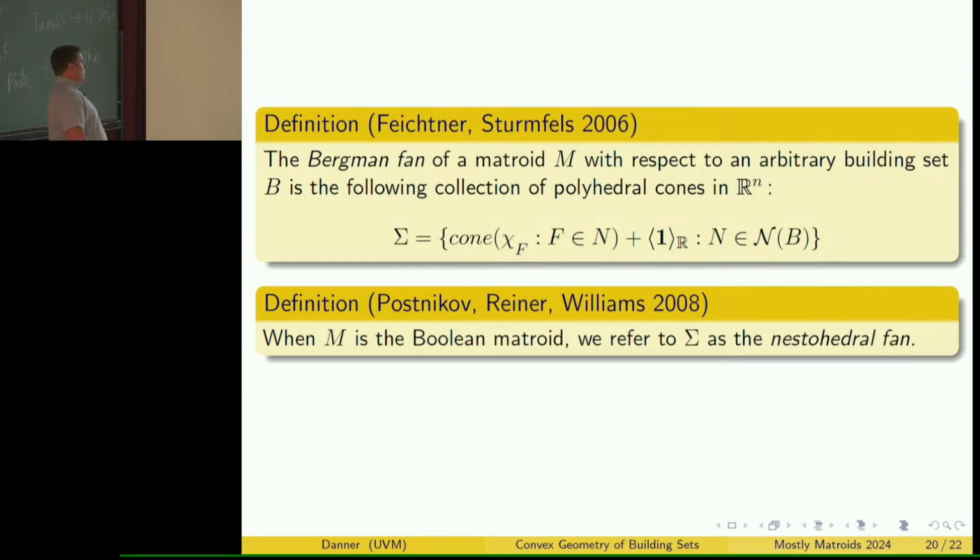All right. If you have the Boolean matroid, we call this Bergman fan the nestohedral fan.